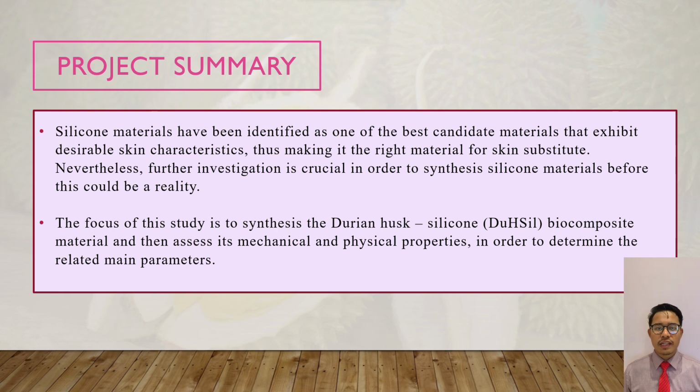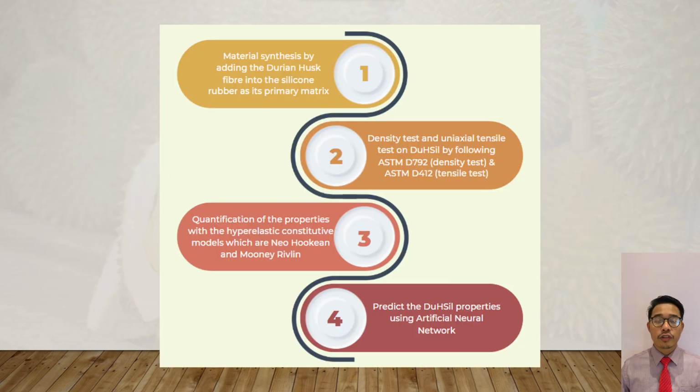The focus of the study is to synthesize Durian Husk Silicone Biocomposite material and then assess its mechanical and physical properties in order to determine the related main parameters. There are 4 stages in this study. The first stage will be the material synthesis by adding the durian husk fiber into the silicone rubber as the main matrix. The second stage will be the experimental stage, which will include the density test and uniaxial tensile test.